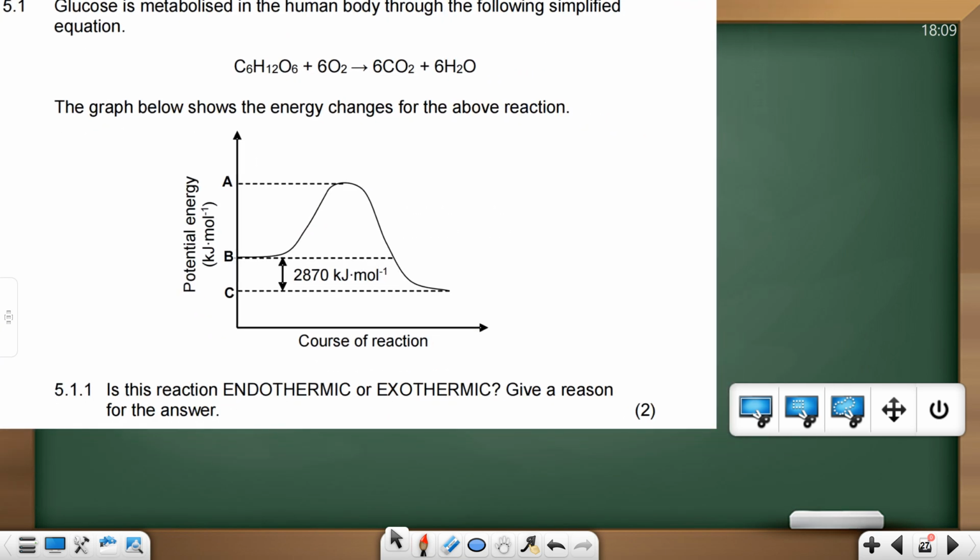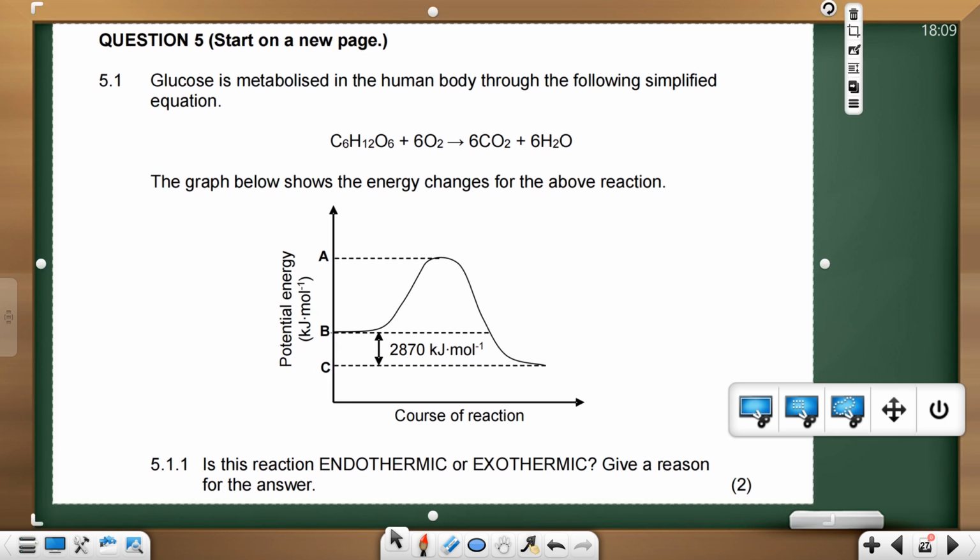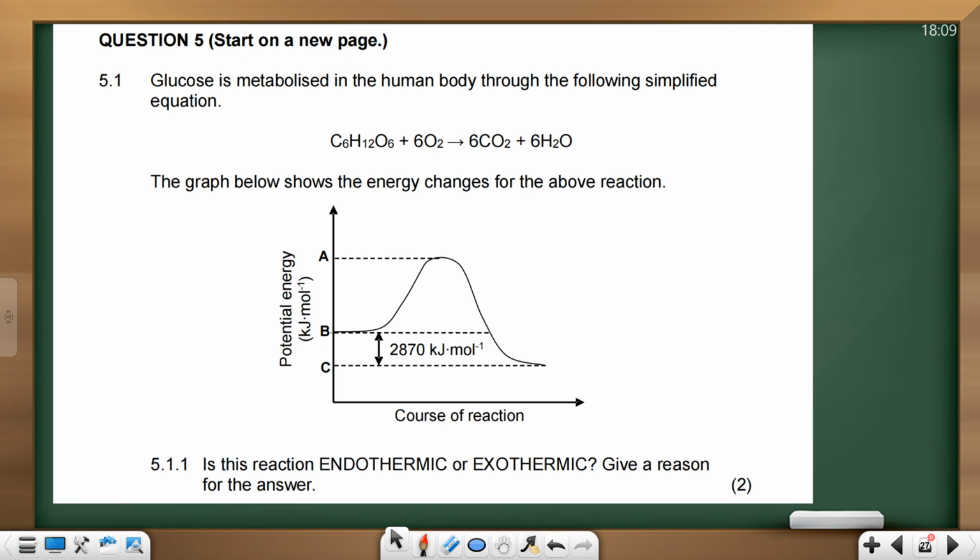Glucose is metabolized in the human body through the following simplified equation. The graph below shows the energy change. Is this endo or exo? We spoke about it. And this is grade 11. Exo or endo? And I'll teach you a way to identify.